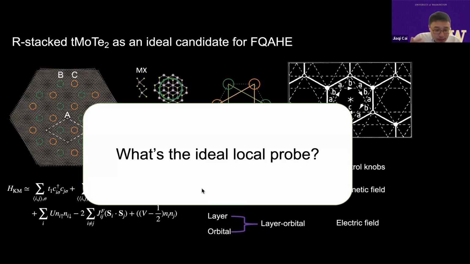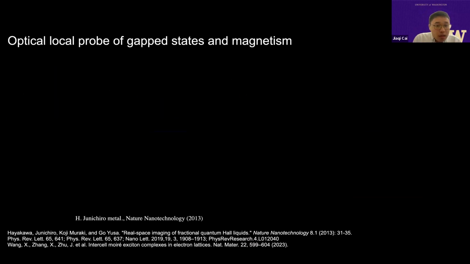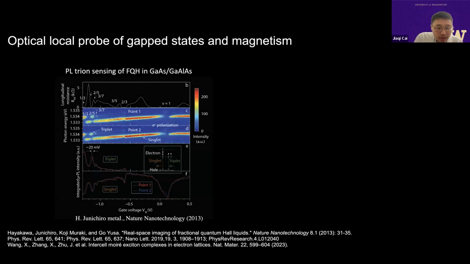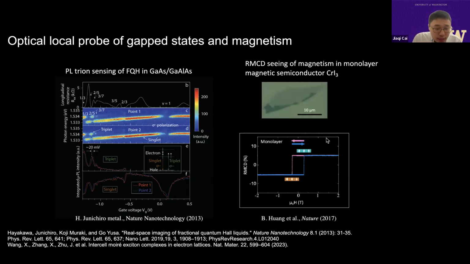Okay, so now we've got the system. What's actually the ideal probe? In our lab we have developed optical local probes of gap states and magnetism. One example is that in gallium arsenide you can use photoluminescence to access fractional quantum Hall states. By looking at the sample with a laser, you can extract the information about where the gap states form. Another thing that we can examine is the so-called circular dichroism measurement, which directly probes the magnetism.